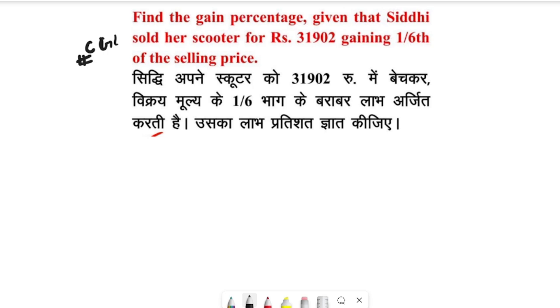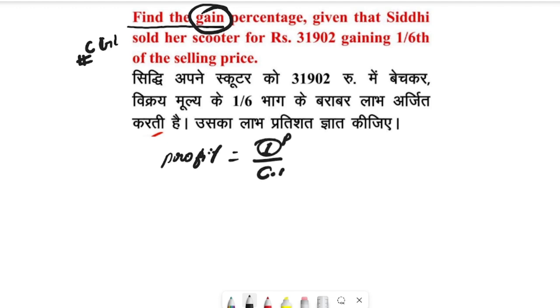In general life we have used these things. Here he asked about what gain percent. It means profit percent. And as we know, profit percent is equal to profit P over capital C into 100. Then we get profit percent.